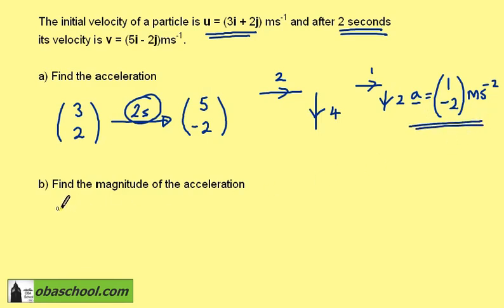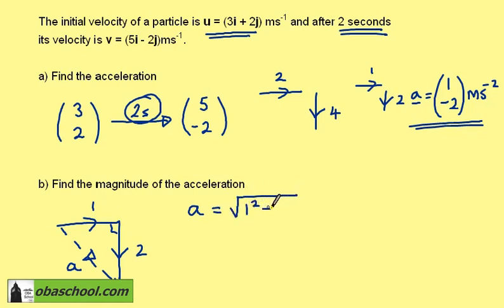We now want to find the magnitude of this acceleration. It's 1 across and 2 down. The magnitude will be the length of the third side of this vector triangle. So using Pythagoras' theorem, we get the square root of 1 squared plus 2 squared, which is equal to root 5 meters per second squared.